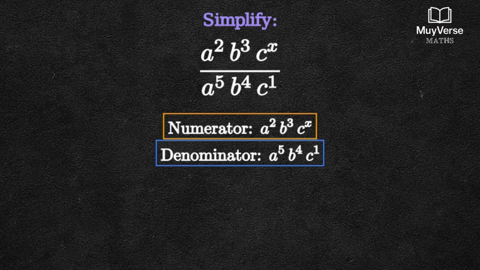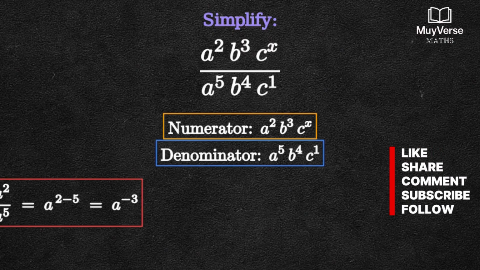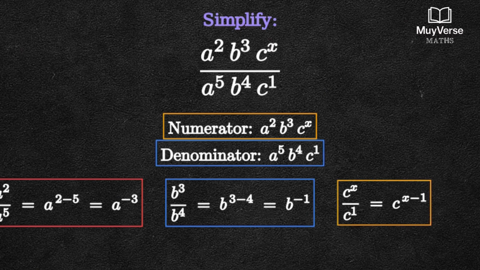Step 2. Group like bases and subtract the exponents. For a, a squared over a to the 5th equals a to the 2 minus 5, which is a to the negative 3. For b, b cubed over b to the fourth equals b to the 3 minus 4, which is b to the negative 1. For c, c to the x over c to the first equals c to the x minus 1. Step 3. Combine the three results. We get a to the negative 3 times b to the negative 1 times c to the x minus 1.